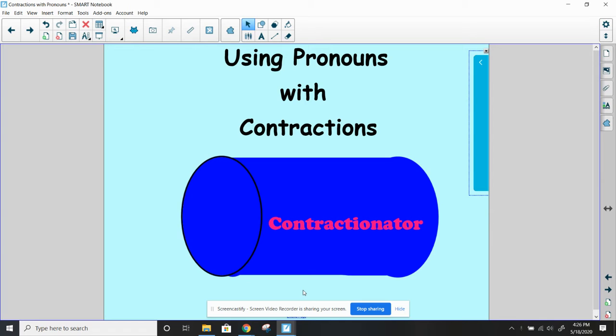Okay. And really, they're the helping verb pronouns. Some of them, remember, helping verbs, linking verbs: am, is, are, was, were, have, has, had. Okay. So, all I'm doing in this is showing you some words with my contractionator.